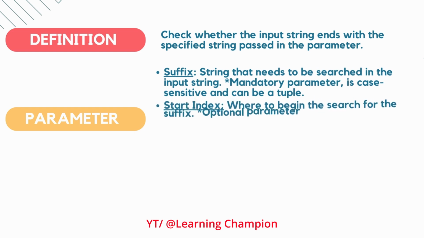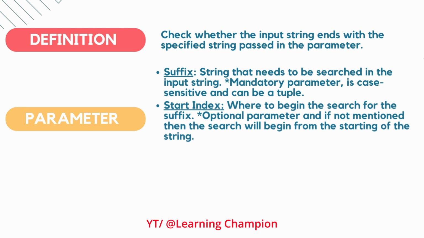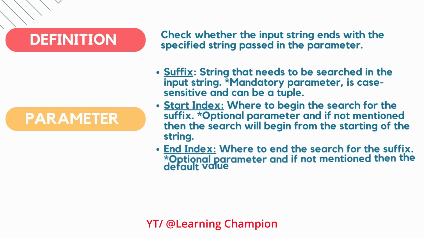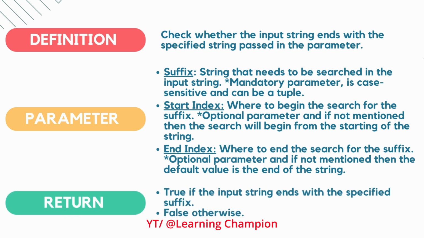The next parameter is the start index, which tells Python where to begin the search for the suffix. This is an optional parameter, and if this is not mentioned, then the search will begin from the 0th index or the starting of the string. The last parameter is the end index, which tells Python where to end the search for the suffix. This is also an optional parameter, and if this is not mentioned, then the default value is the end of the string. This method returns true if the input string ends with the specified suffix and returns false otherwise, that is, if the input string does not end with the specified suffix.